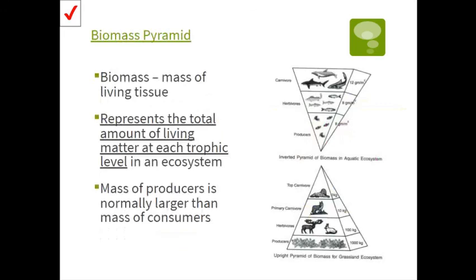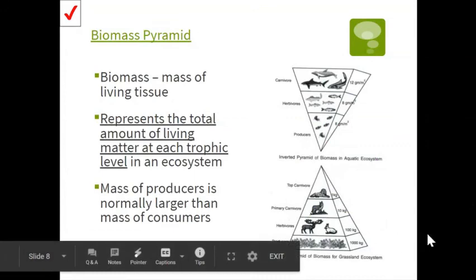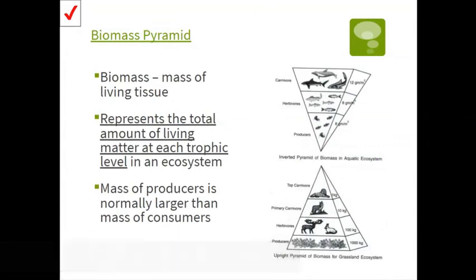So in this example, at the bottom we have our producers, which represent roughly 1,000 kilograms. We have our herbivores, or our primary consumers, marking about 100 kilograms. Primary carnivores, 10 kilograms, and top carnivores, 1 kilogram. So what we have here shows the amount of living tissue at each level.